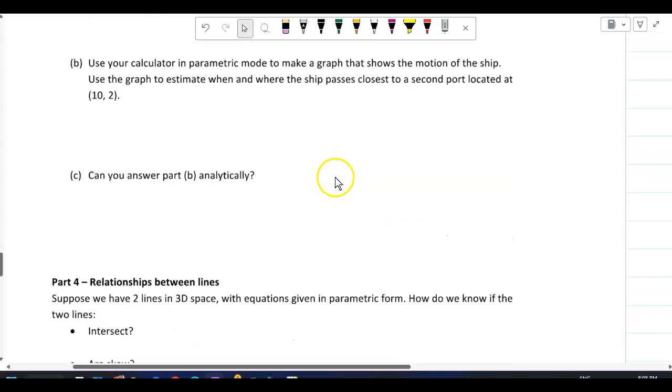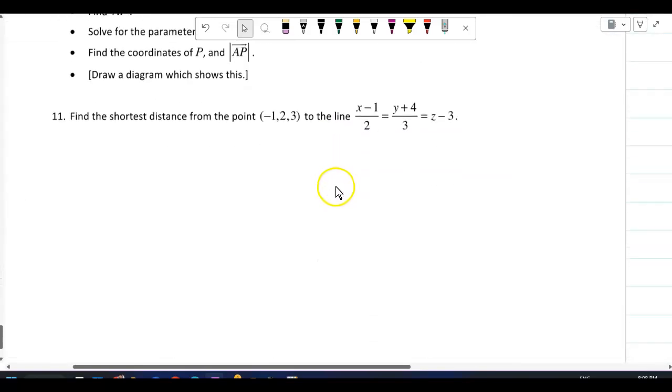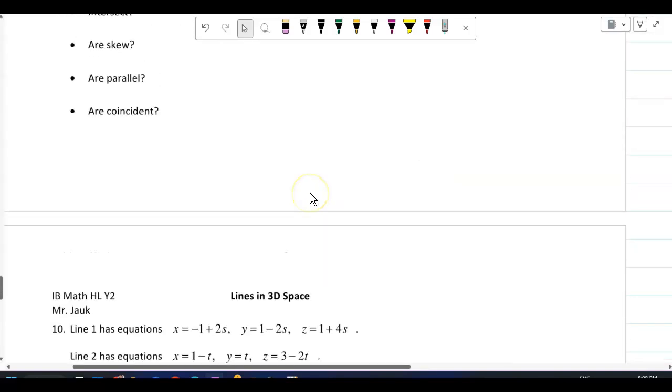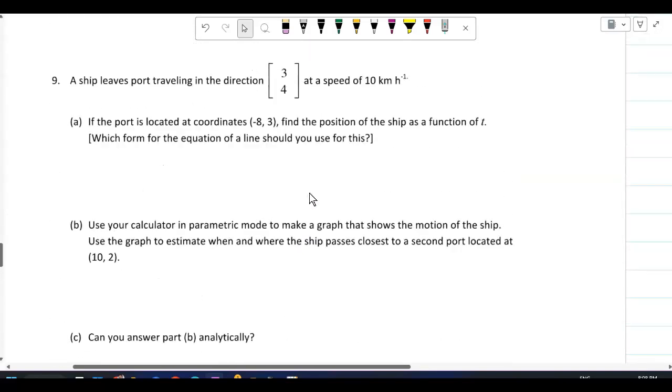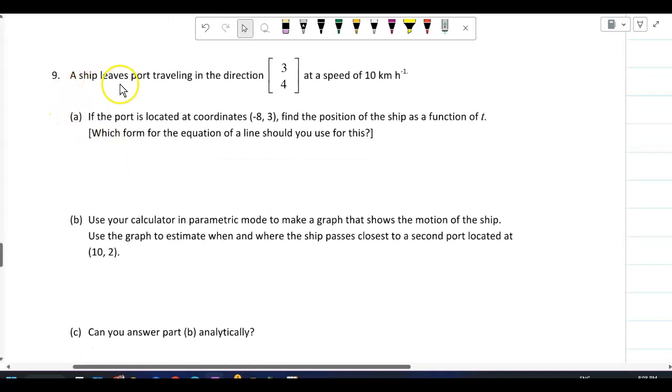Next. How many questions are there? Doesn't matter. It says one of each type basically. Now, a ship leaves a port traveling in this direction at a speed of 10 kilometers per hour. Okay. Now, if you know the direction, and if you know the speed, how will you find the velocity vector? You need the velocity vector, no?